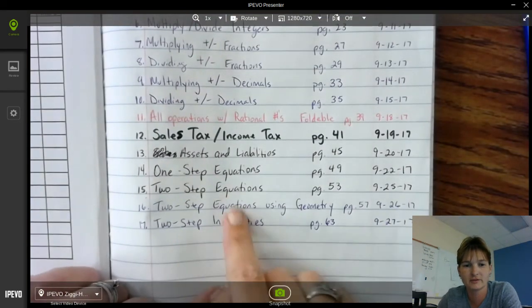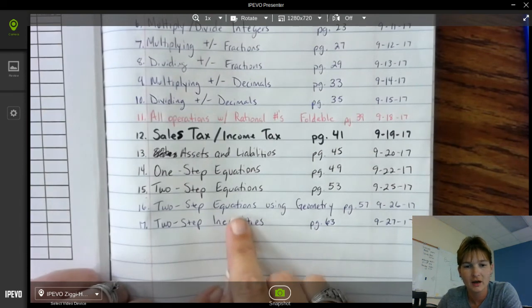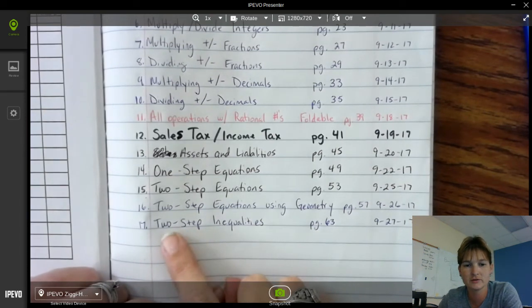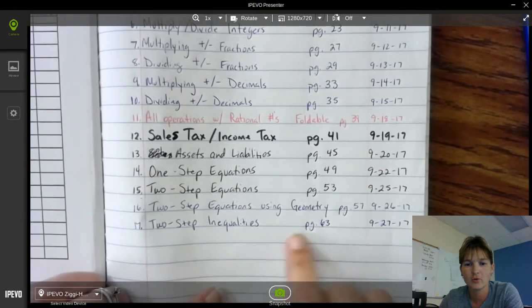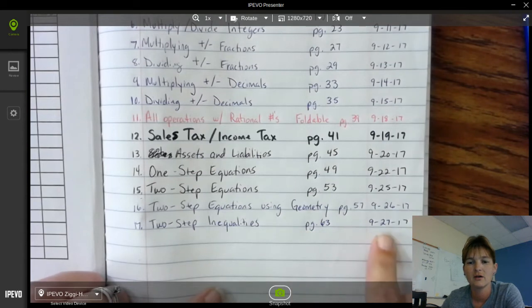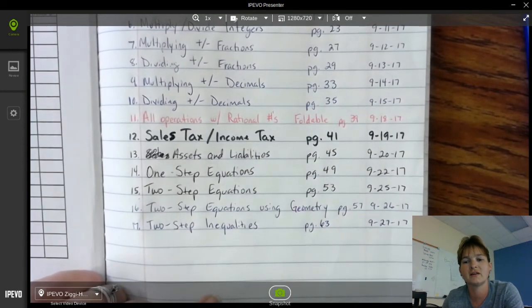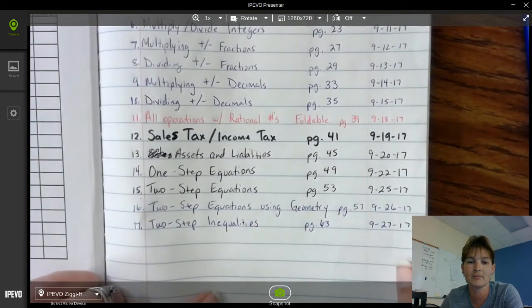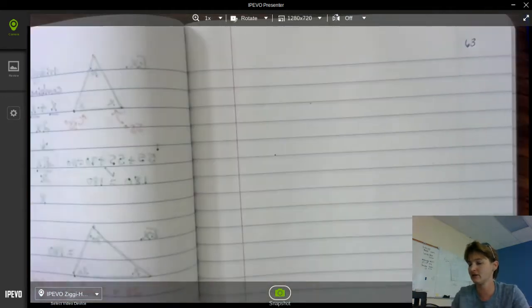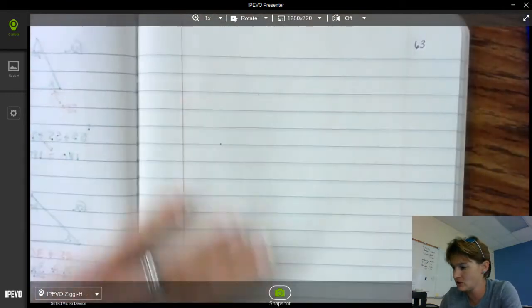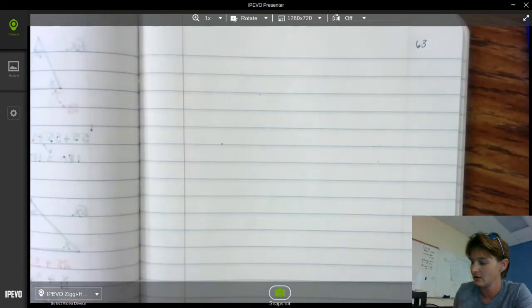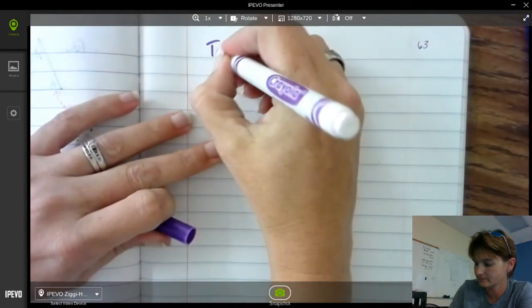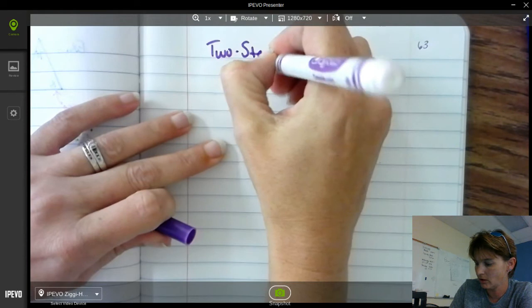All right, so we've been talking about two-step equations and how to solve for that. And now we're going to use the two-step in inequalities on page 63. Tomorrow's date is the 27th. So, two-step inequalities. Once you get that written in your table of contents, please go ahead and turn to the page that you are on, minus 63, and we are going to talk about the two-step inequalities.